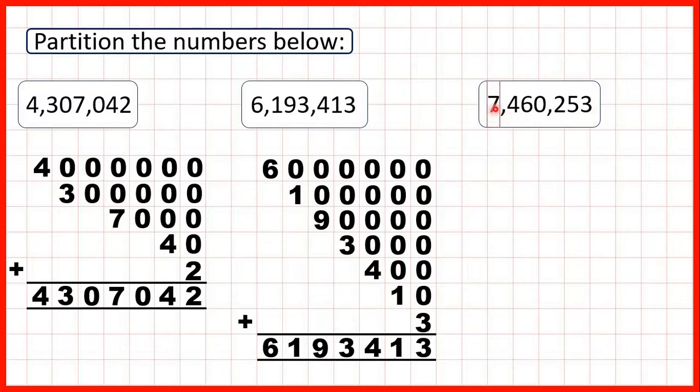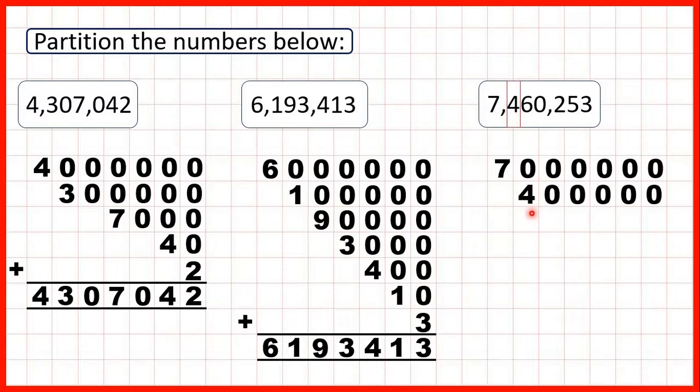So now we have 7,460,253. The 7 is in our millions, so that's 7 with 6 zeros on the end, because we have 6 digits after the 7. Then the 4 is in our 100,000s, so that's 400,000. The 6 stands for 60,000 because it's in our 10,000s place value. Now we have a 0 in our thousands, but we don't need to write zeros when we partition, because whatever place value it's in, the value of 0 is always just 0. We have zeros in numbers because they give other digits place values.